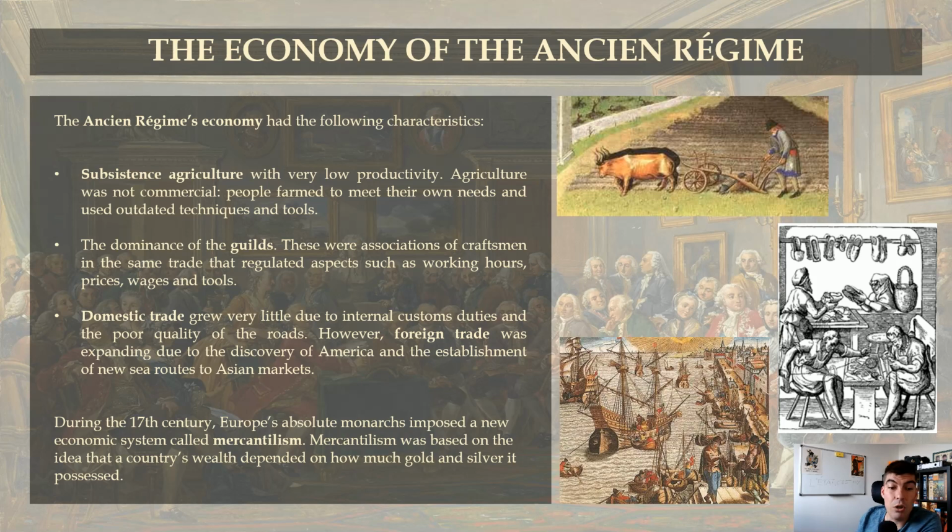Portuguese. Also, during the 17th century, Europe's absolute monarchs imposed a new economic system, which was called Mercantilism. This is a system that was based on the idea that a country's wealth, its richness, depended on how much gold and silver it possessed. That's the reason why we, the Spanish, brought a lot of tons of gold and silver from the gold mines and silver mines in America to Europe.